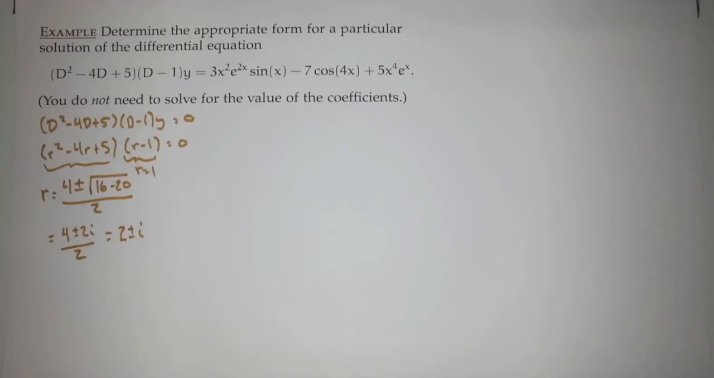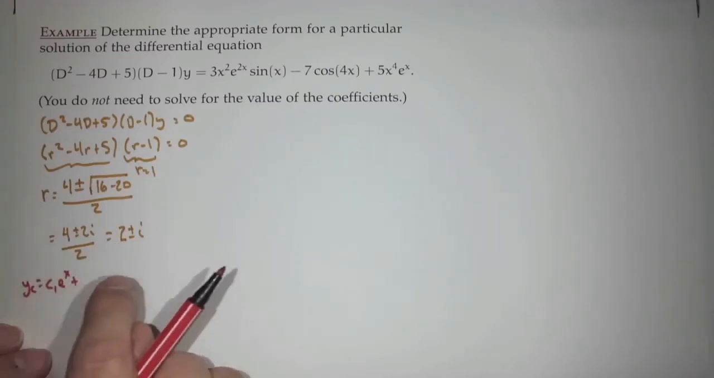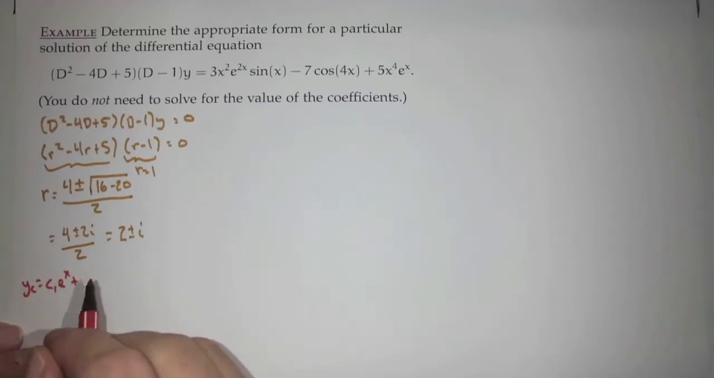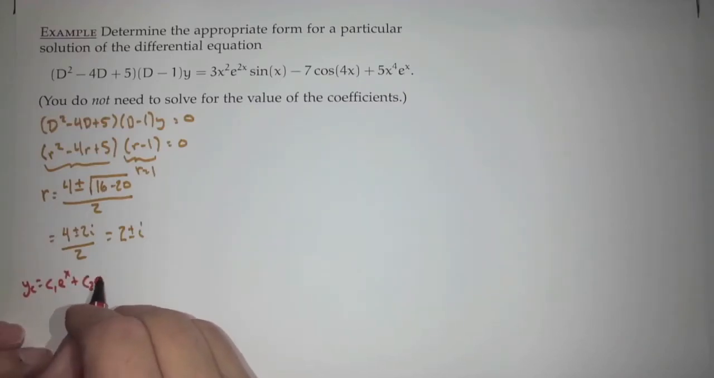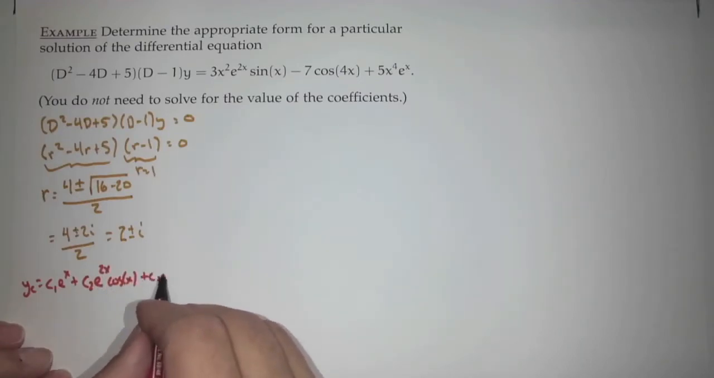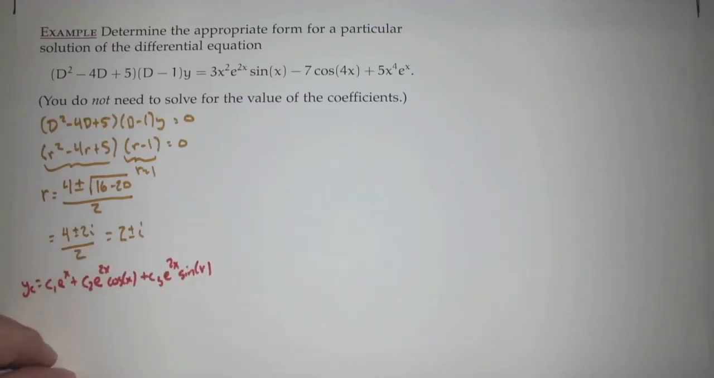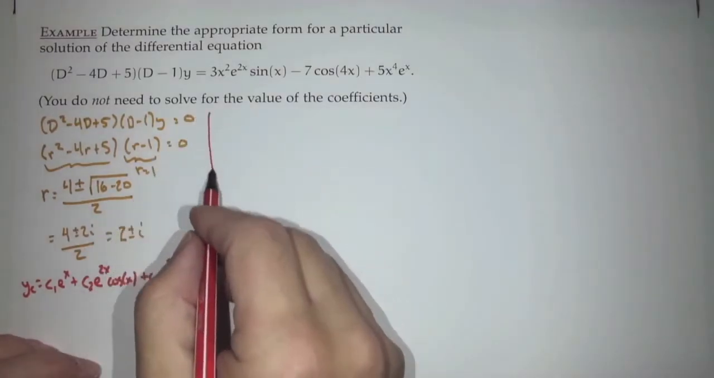All right, so let's talk about our functions. So the r equals 1. What function will that be in the complementary solution? e to the x. Okay, 2 plus or minus i. What will that give us? e to the 2x cosine x and e to the 2x sine x. So when you see complex roots, you get pairs, sine, cosine pairs. All right, so there's that part.